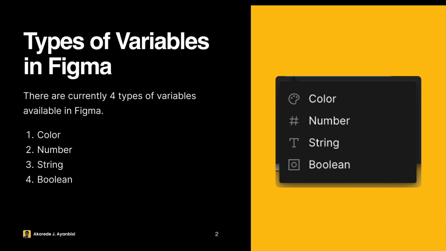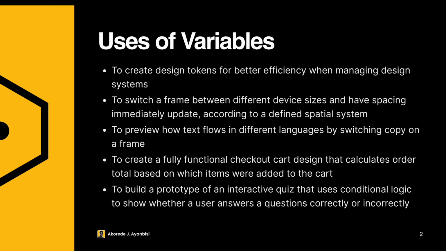So the next part is types of variables in Figma. Currently there are four types of variables available in Figma, and I'm very sure the amazing guys at Figma are working on other types of variables that can make our workflow better, right? The four types of variables we have are color, number, string, and boolean variables, and we're also going to learn how to use them and what they are used for when we dive into the practical part.